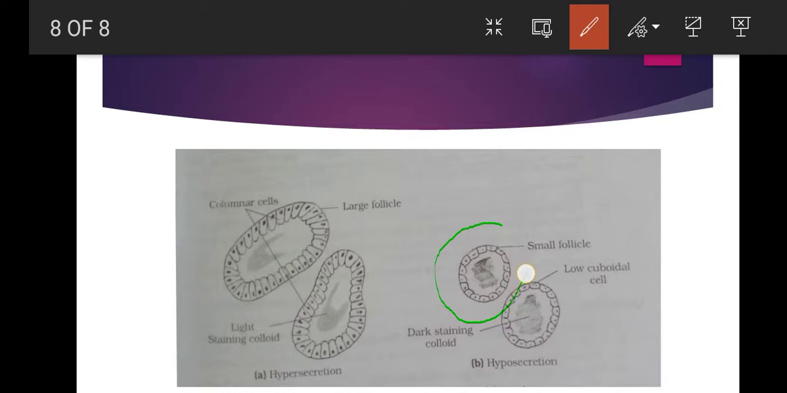This is a cell in the hyposecretion or in the hypoactivity, where you can see the cell has become small. It doesn't have a regular outline, and the cuboidal cells are very low or very small. When we stain the cell, it will take a dark color.